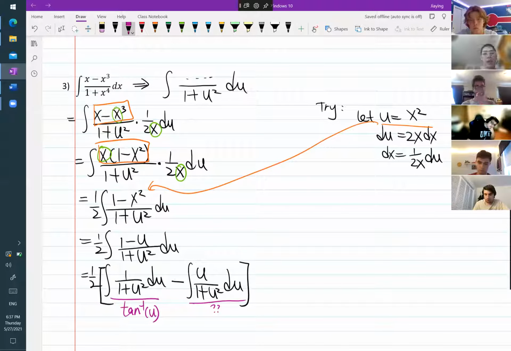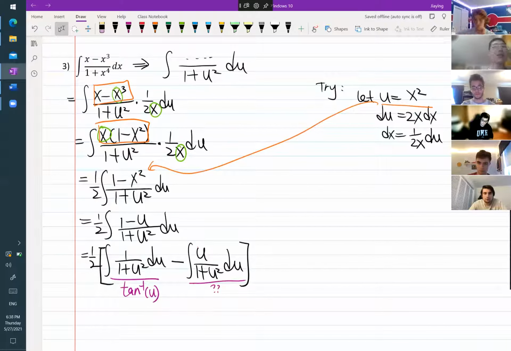Would it be u times arctan? Oh, no, actually, that's a good guess. But no. When you integrate, you cannot just pull out the u. The function depends on u in this part, so the u cannot go outside. So that just doesn't work. So you kind of have to integrate this function. You actually know how to do this.